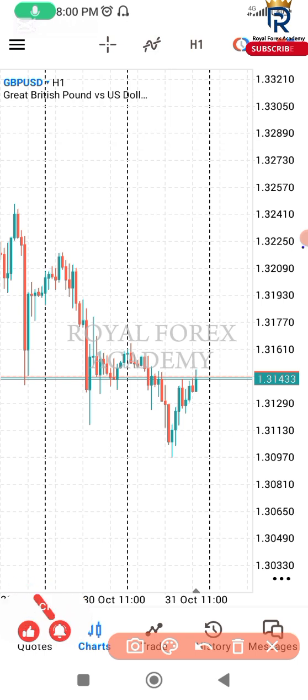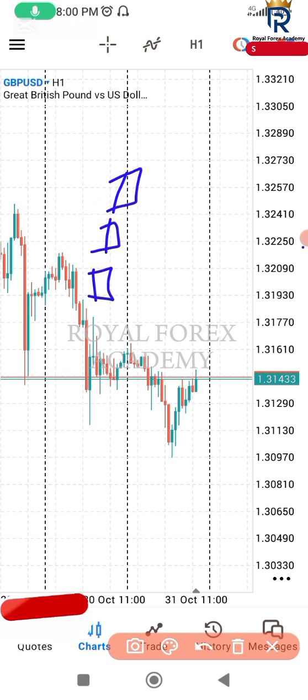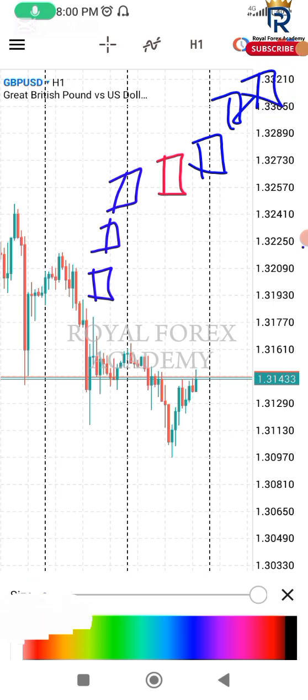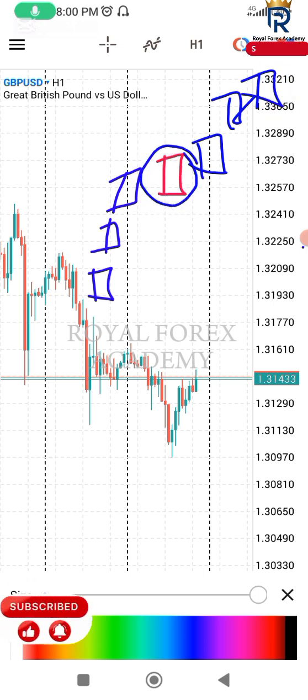There are times when you look at your chart, you realize that price is making bullish candles, then suddenly there is a bearish candle in between, and after that bearish candle, price continues with bullish candles. So this bearish candle you are seeing here is what we regard as the smart money cube.